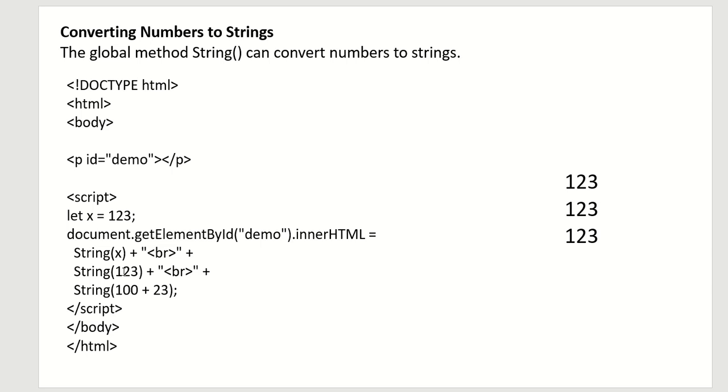String of 123, so whatever is a number will get converted into the string 123. And if it is String(100 + 23), first the addition happens, that is 123, and then it will convert into a string.